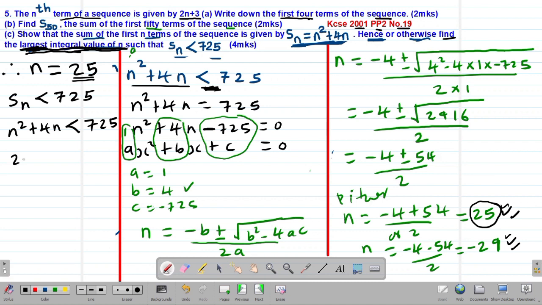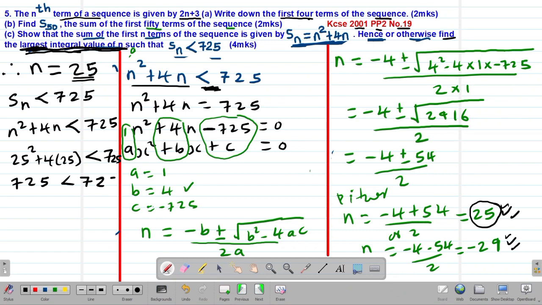So it means that if you substitute 25 here, so this will be 25 squared plus 4 into 25, then it should be less than 725. So this one will give you, if I take 25 squared, then plus 4 multiplied by 25, I'm going to get 725. So if you substitute the value of n being 25, you'll get that 725. So you'll get 725 being less than 725.